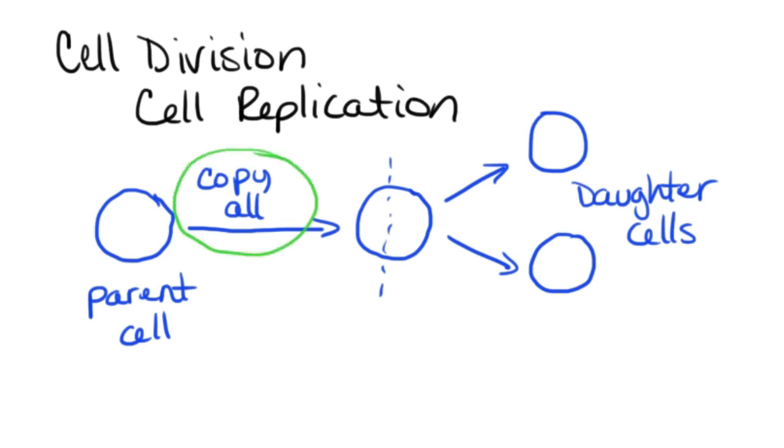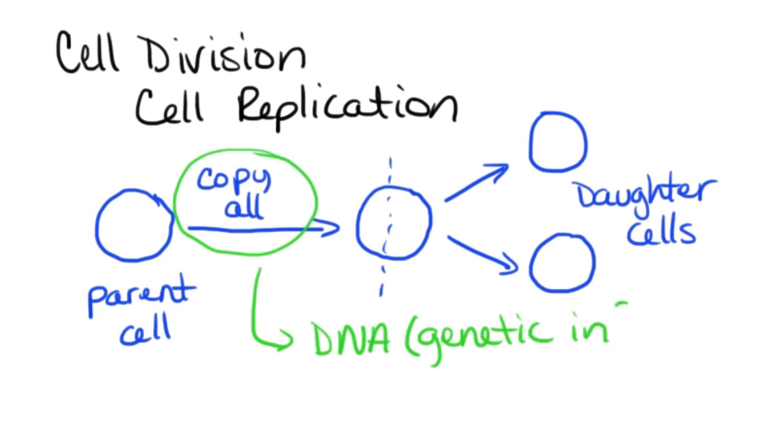Now, one thing we want to spend more time on and focus on is this part right here, which is the copying process. Because when we do copy what is inside of that cell, really in preparation for the dividing process, one of the most important things that we're going to have to copy is going to be the DNA, or in other words, the genetic information. So let's talk a little bit more about that genetic information.